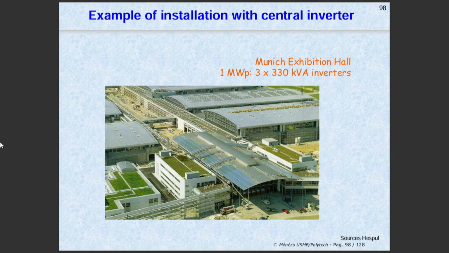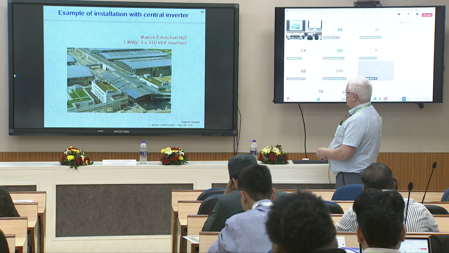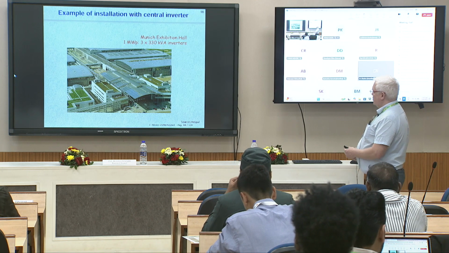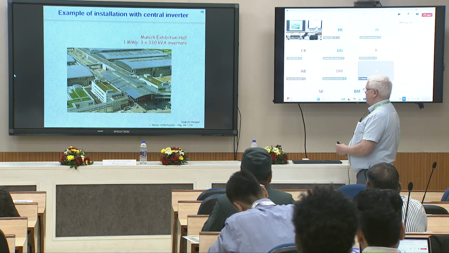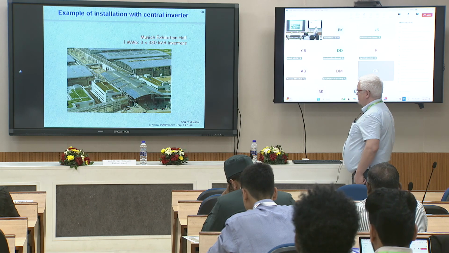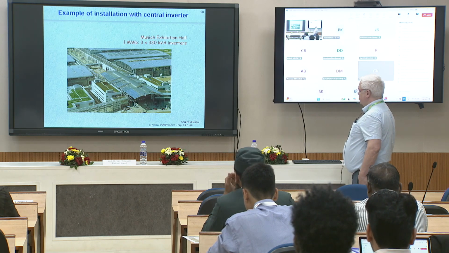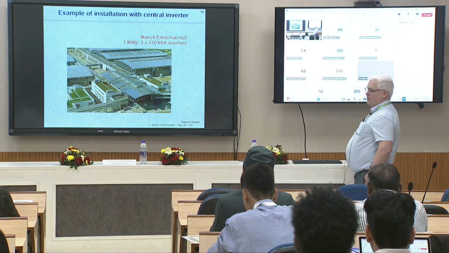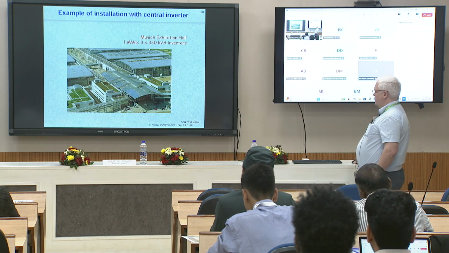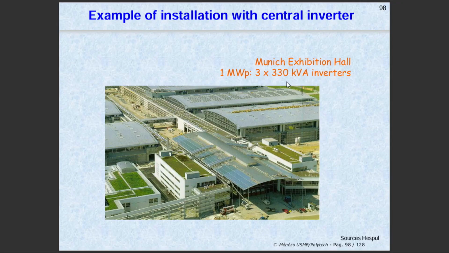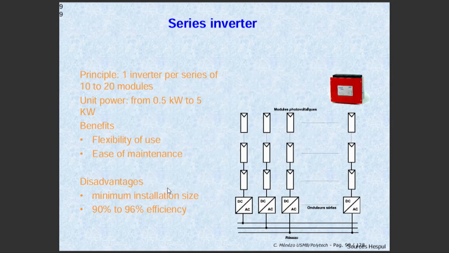Some example of installation here in Munich. You have 3 inverters for a big central. So you have here the panels here. So of 1 megawatt, you have 3 inverters of 330 kilowatt ampere. So the series, for example, here you can have some unit power from 500 watt to 5 kilowatts. So it's small.